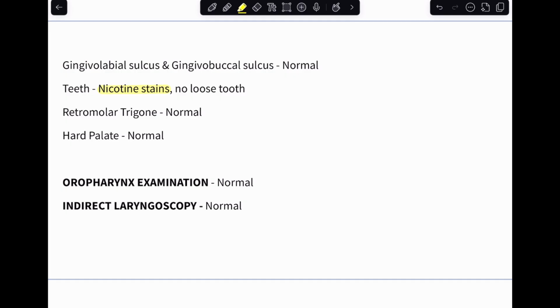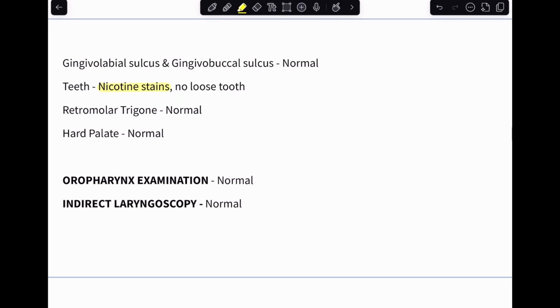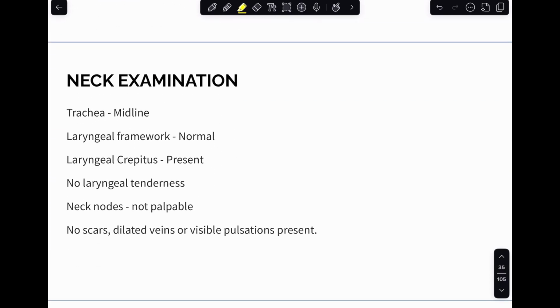Oropharynx examination is normal. Indirect laryngoscopy is normal. Coming to neck, there have been no significant findings. We have not found any neck nodes to be palpable.